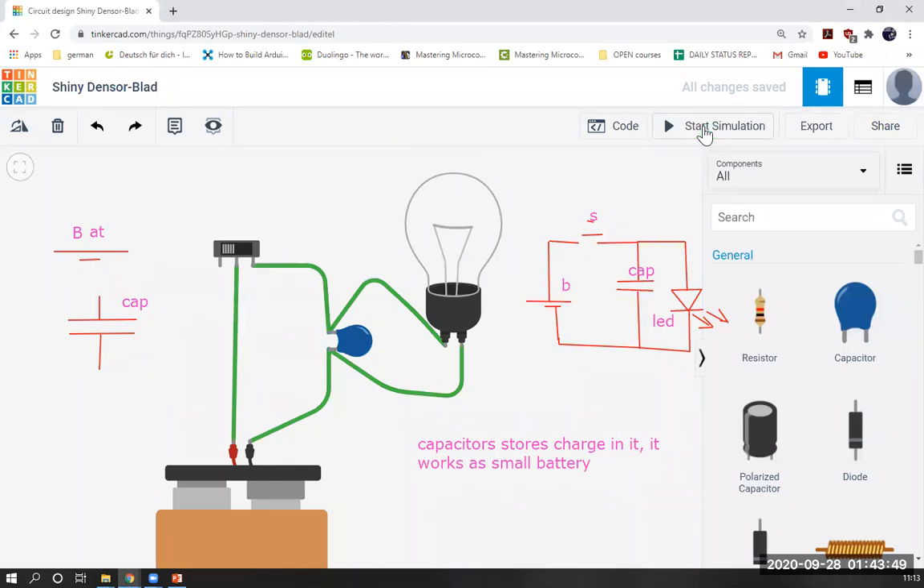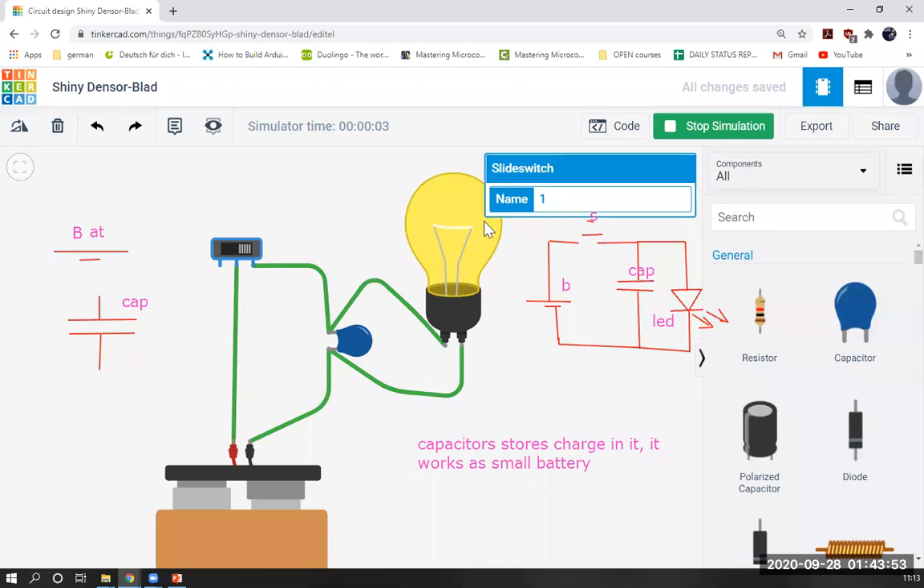Okay, I have kept everything off right now. When I start the simulation, this is turned on, and when I turn it off, okay. So there is no supply now, right? It's gone. Still it's on. Okay, so why is the bulb on? Because this capacitor has a small amount of charge stored inside it, and it is passing it to this.